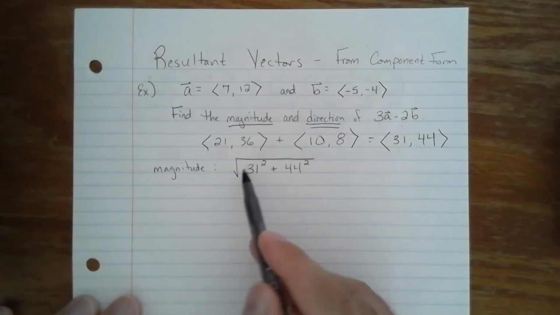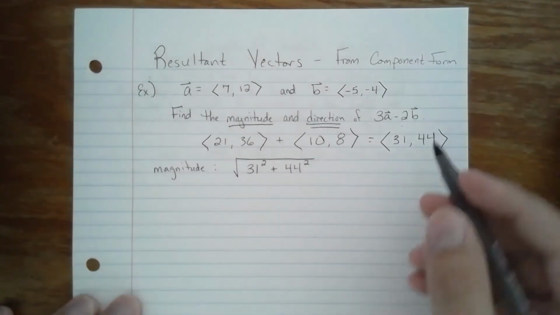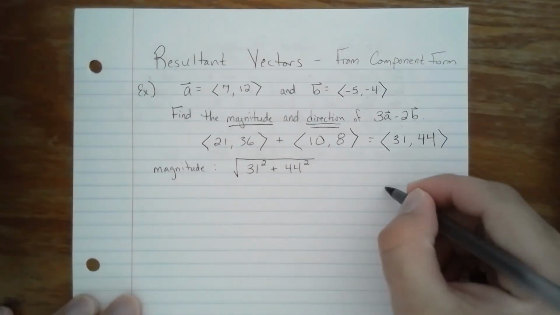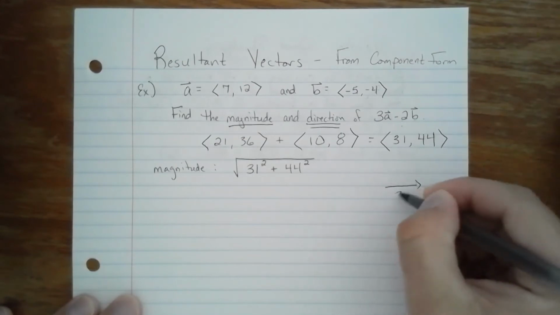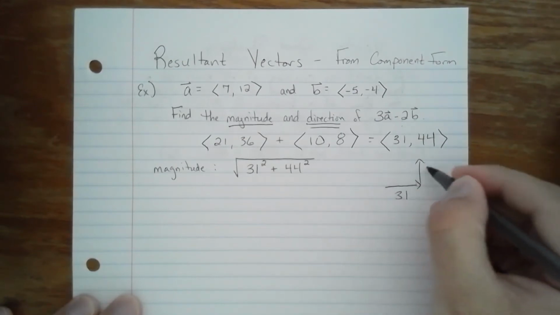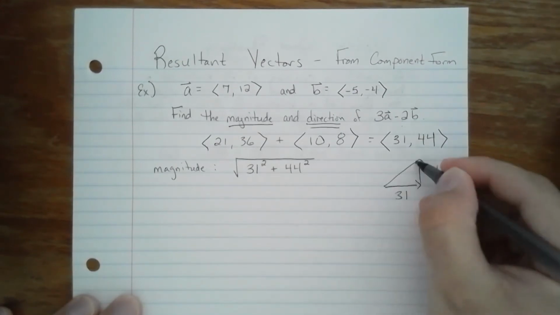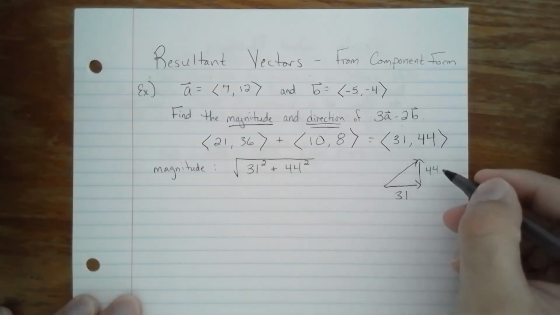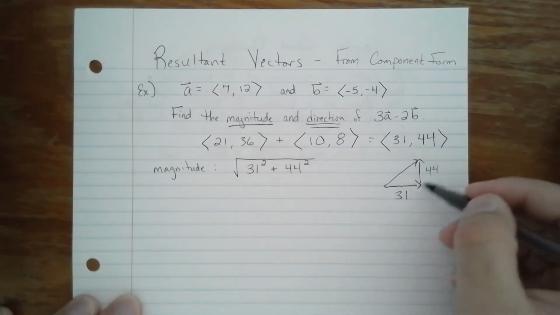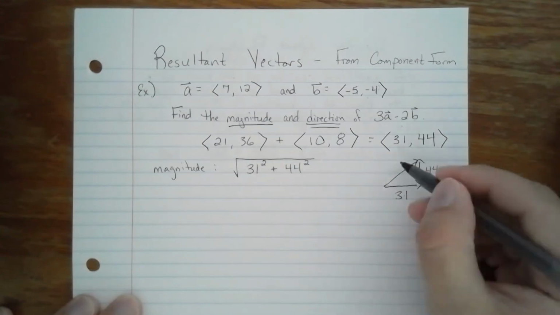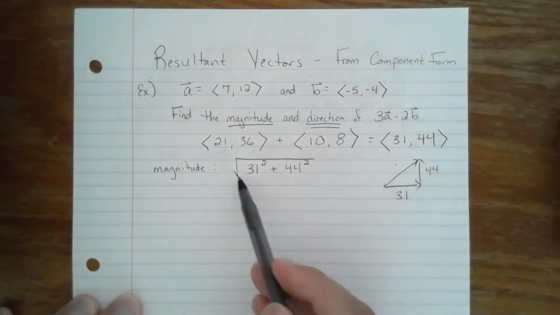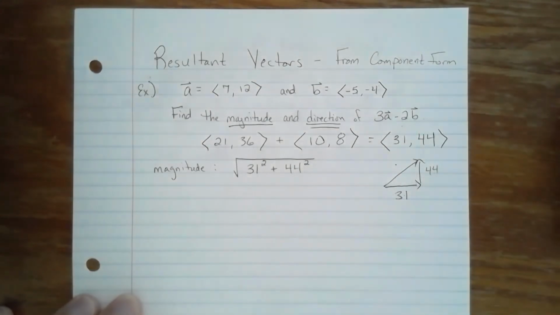If you don't like what we just talked about here, just think about it this way instead. We have 31 to the right, we have 44 up, and we want this resultant vector that we get from it. Well, Pythagorean theorem, this squared plus that squared equals this squared. So take the square root of those together.